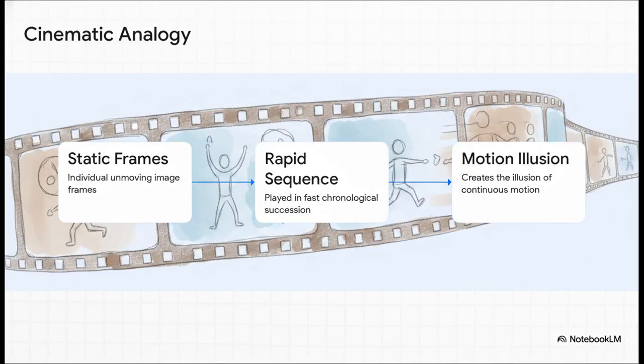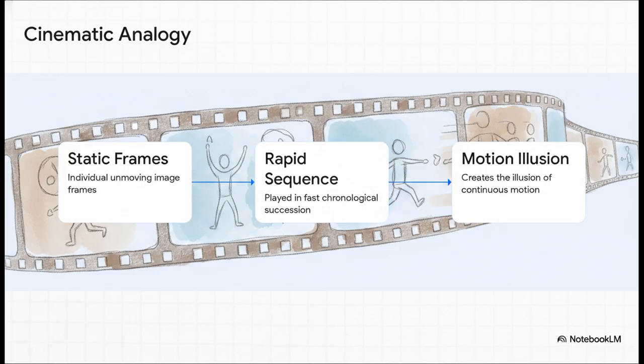To really wrap our heads around this temporal parts theory, let's lean into a cinematic analogy. Think about how an old-school film strip works. You've got individual, static frames. In any single frame, nothing is moving, nothing is changing. But when you play them in rapid, chronological succession, our minds perceive it as fluid movement.